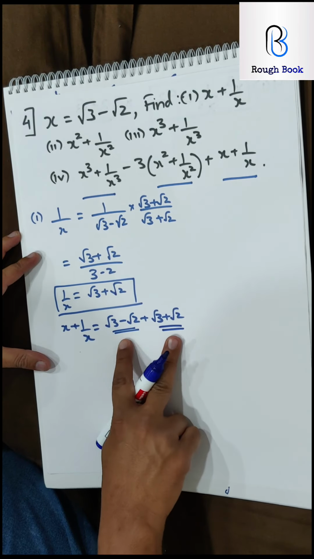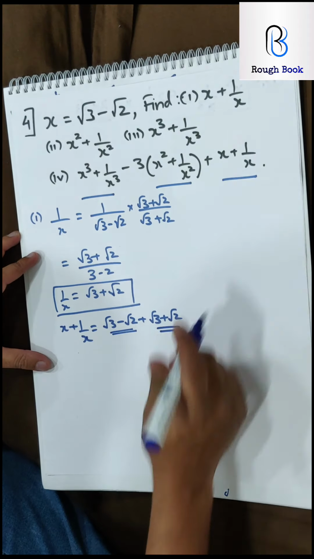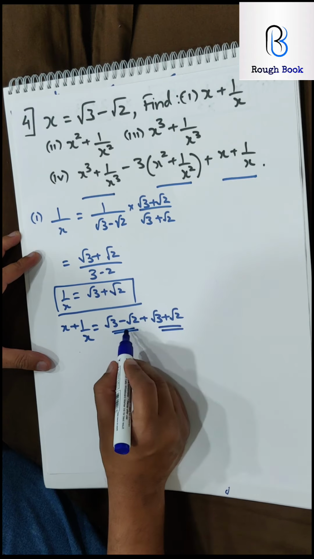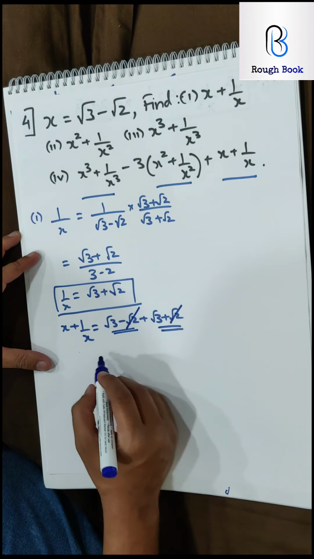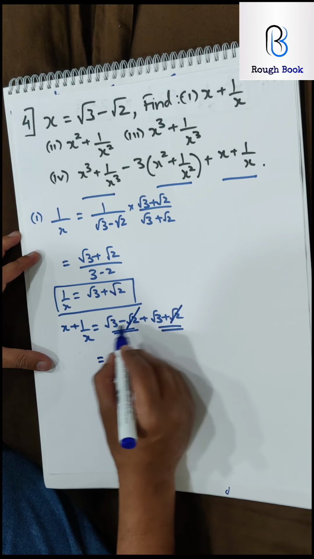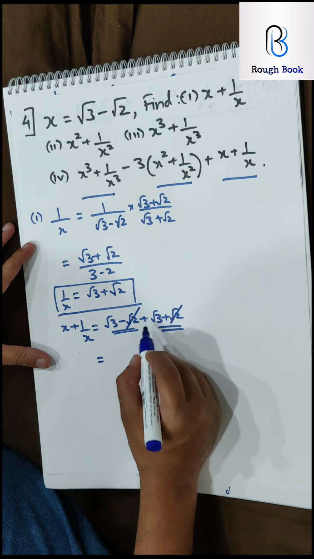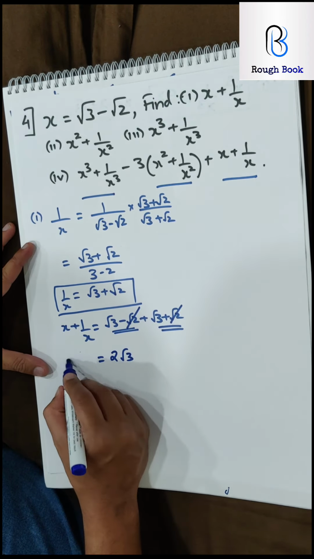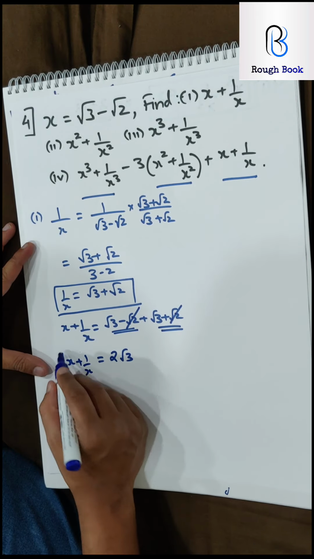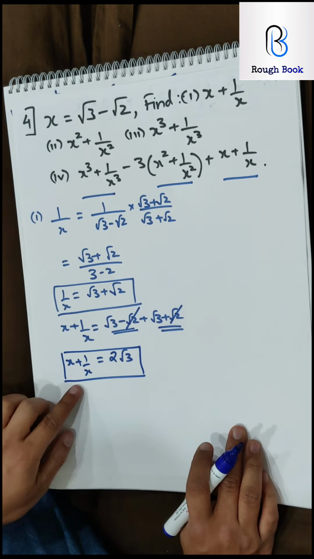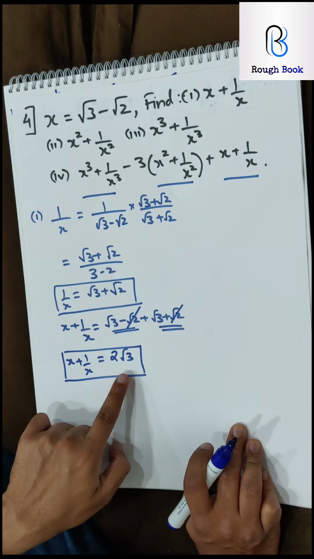So I have taken both the parts together in order to get the first part. When you look at the entire thing, I have a plus root 2 and a minus root 2 which can get cancelled. So root 3 before that is 1. So 1 plus 1 becomes 2 root 3 and I can manage to get my first part, that is x plus 1 upon x, 2 root 3.